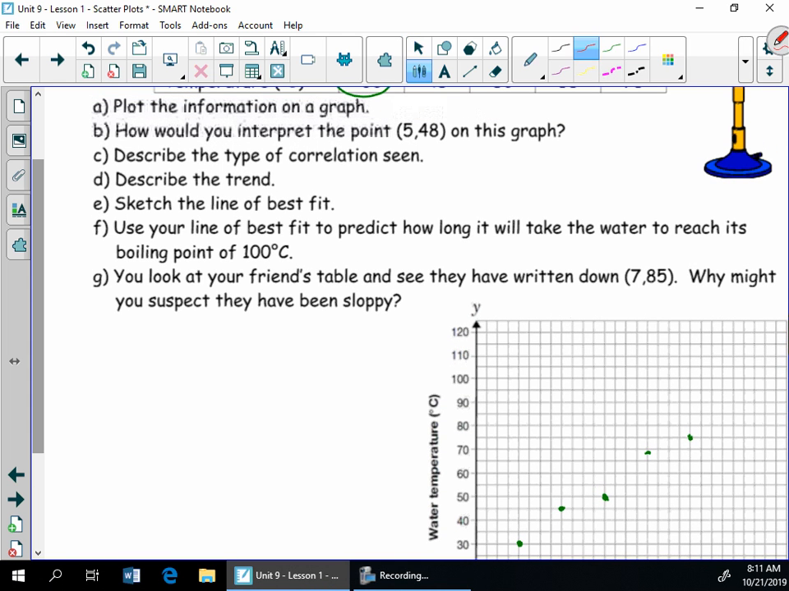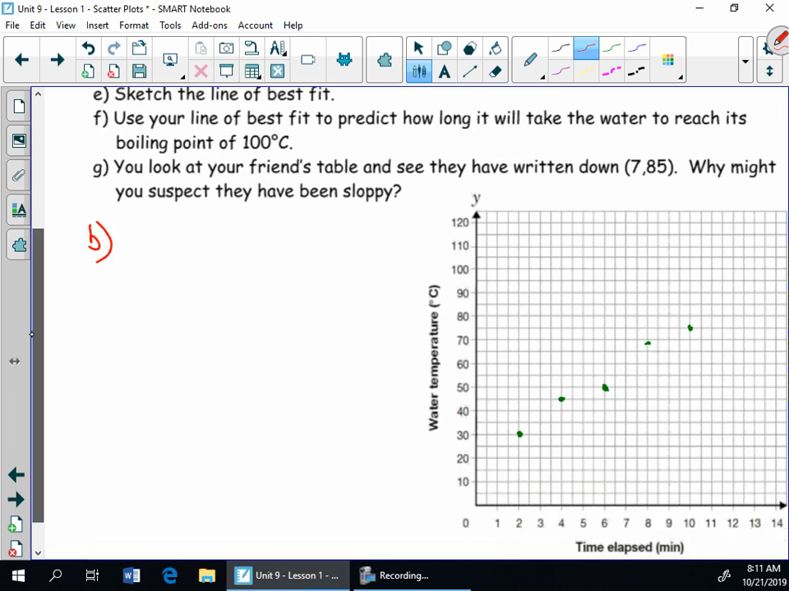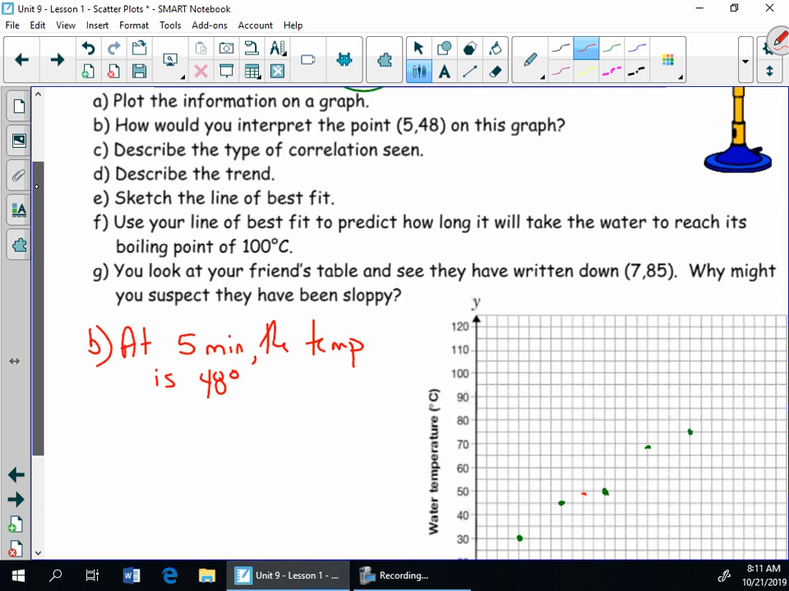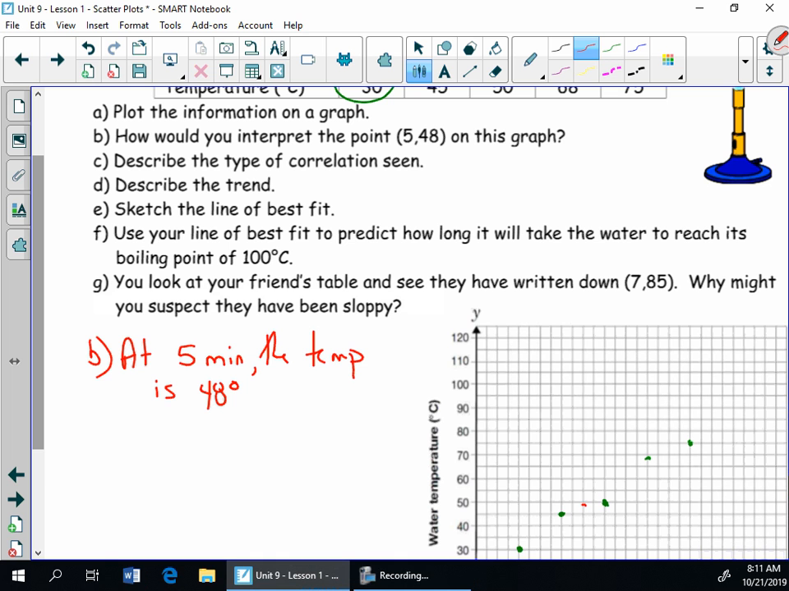Okay, some more questions here. Part B. How would you interpret the point 5 and 48 on this graph? Well, if I were to put 5 and 48 in this graph, I would say that, about there, at 5 minutes, the temperature is 48 degrees. That's kind of what this information is giving us, right? That's what a dot is. 2 pieces of information at the same time.